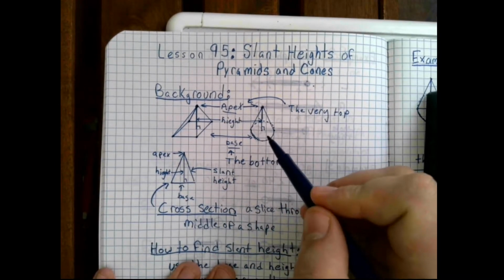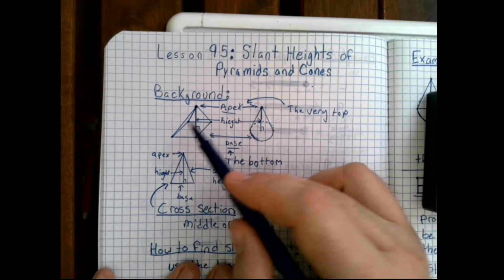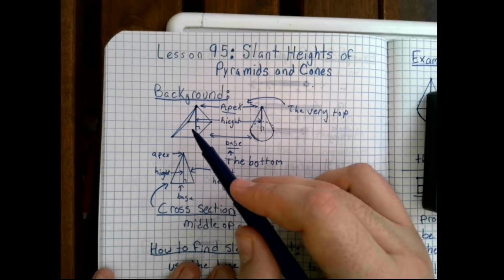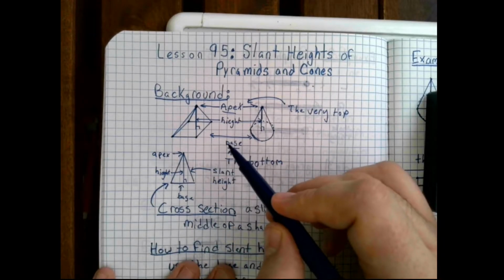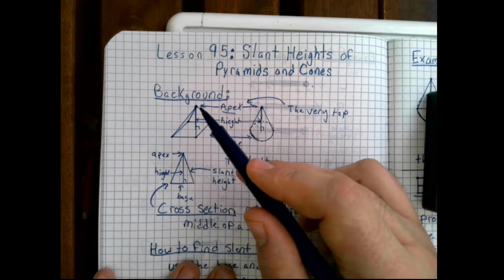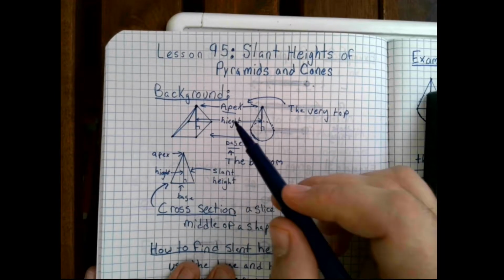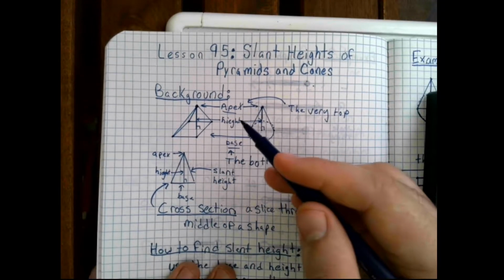Now, the bottom, the circle in the cone, the square, triangle, or any other shape in the pyramid, is called the base. It's the very bottom. Now, there is a vertical line going from the apex straight down to the base, which we call the height. This is the normal height.